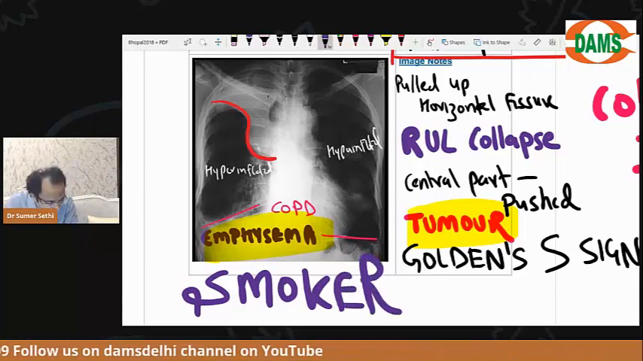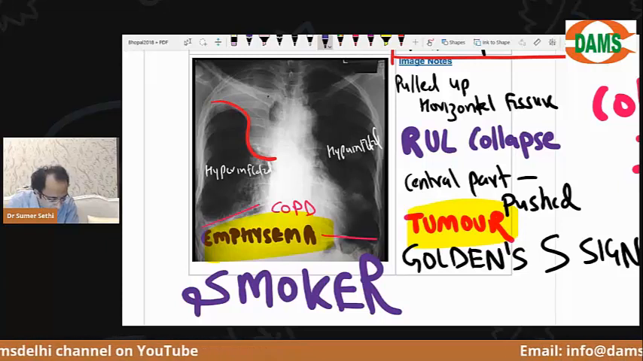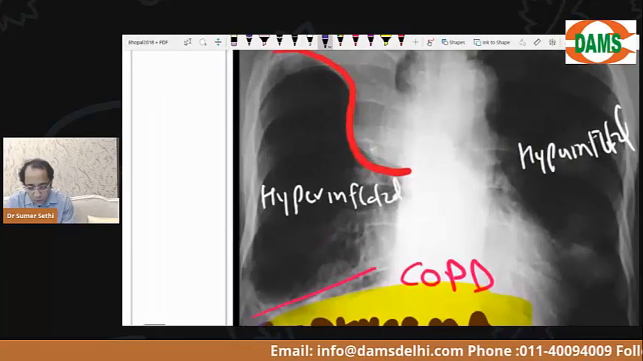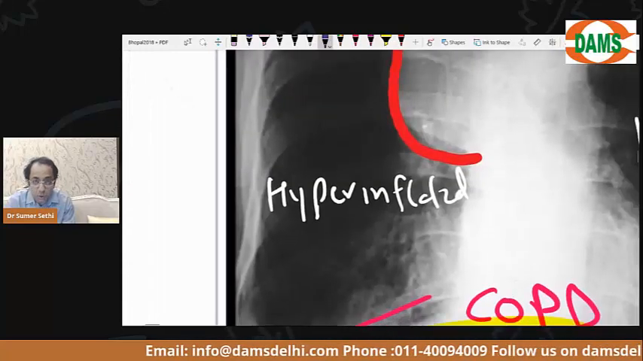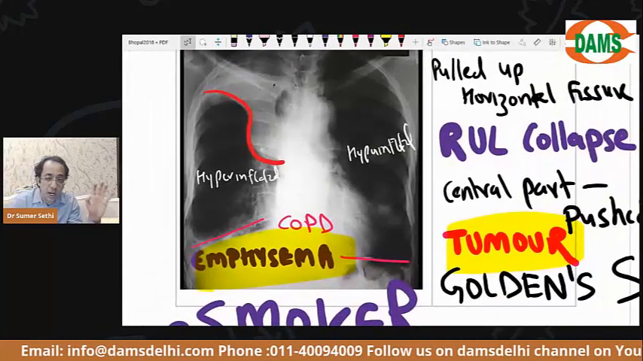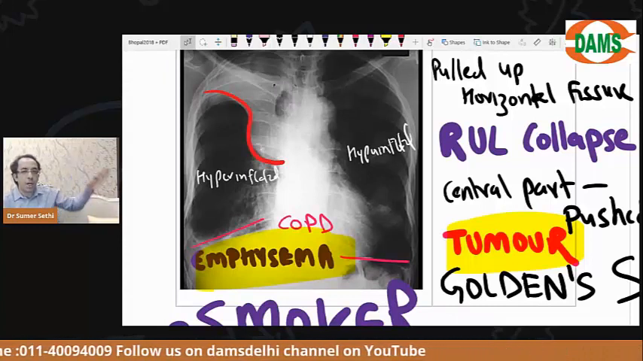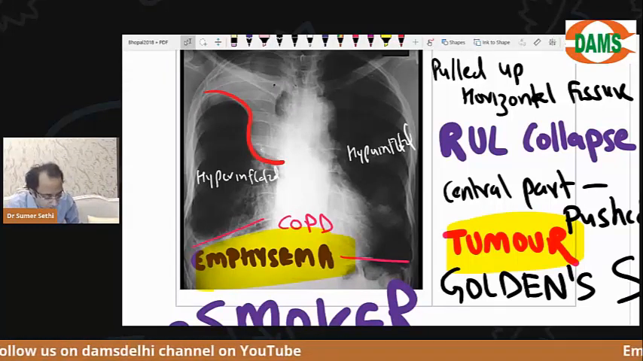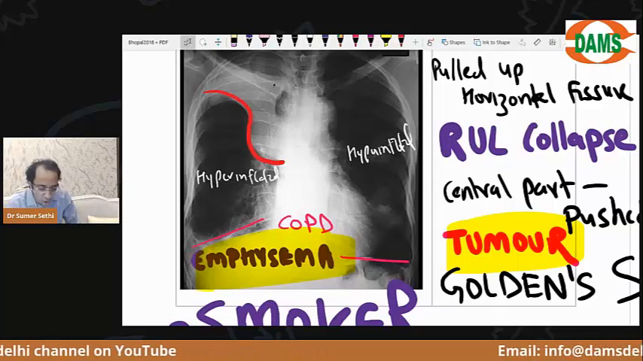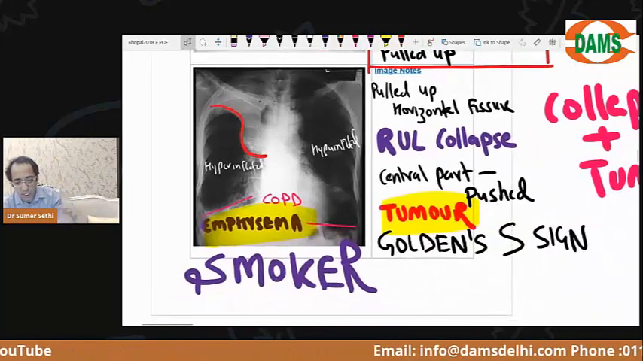Probably he must be a smoker. Are you clear? Everybody understands? Now, why is this not pneumothorax, beta? Had it been pneumothorax, you should see the underlying collapsed lung with a sharp outer margin called the visceral pleural line sign. Here we are not able to see any such line.